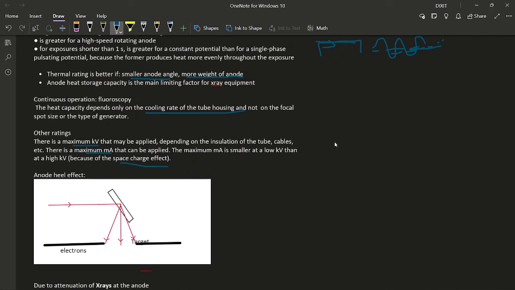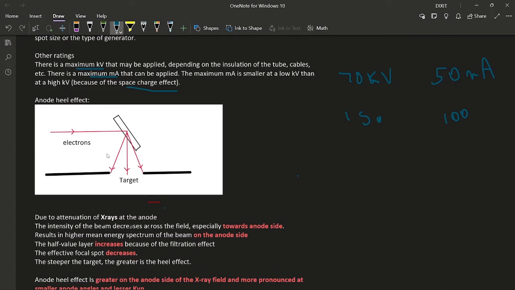So supposing at maybe 70 kilovolt, the maximum mA that is allowed is, supposing, 50, but if you are having a higher kilovolt, maybe like 150, then you can actually use 100. So we might think that it is inversely proportional, but it's actually directly proportional, and the reason is something known as the space charge effect.